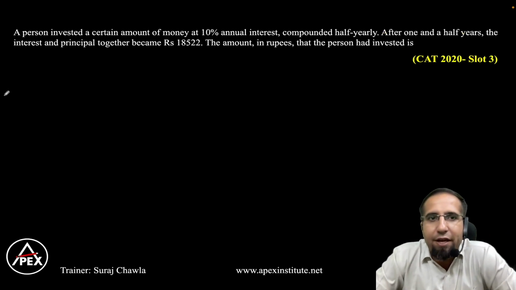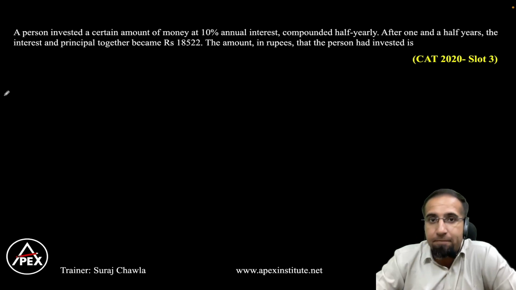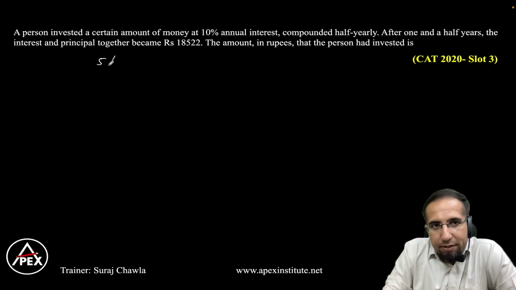Right? A person invested a certain amount of money at 10% per annum annual interest compounded half yearly. Right? That means 5% every 6 months.